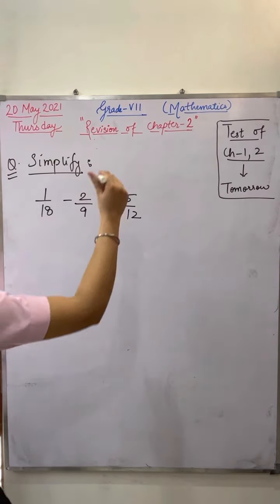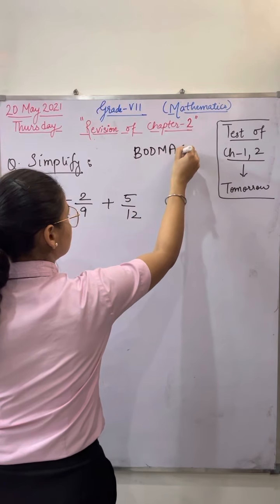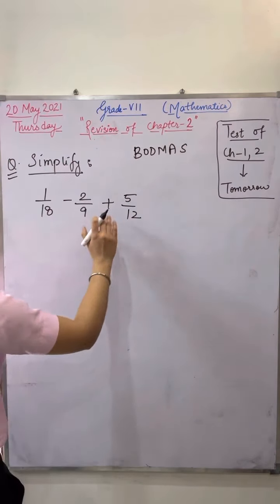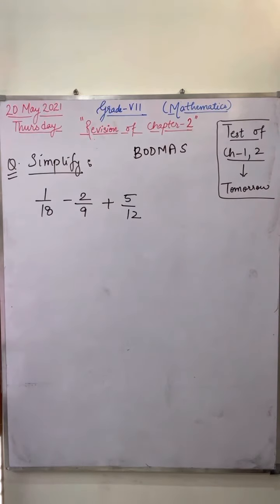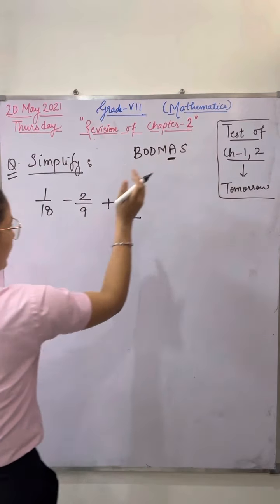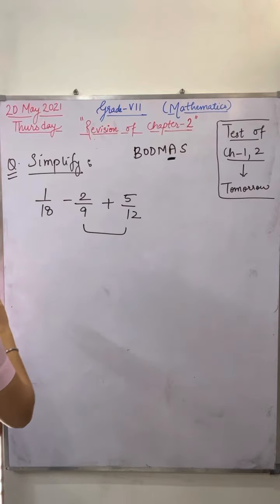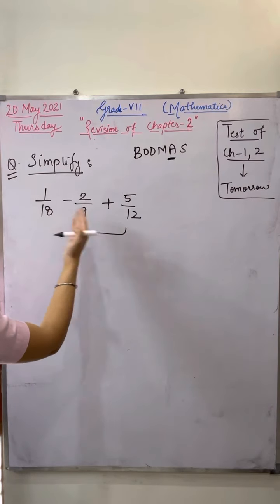Quickly. According to the BODMAS rule, I am writing here BODMAS. So first of all you have to add or subtract. What you have to do? You have to add two fractions or subtract two fractions first of all. Very good, because addition comes first. So you have to add these two fractions, and then whatever the answer will be, go with this.